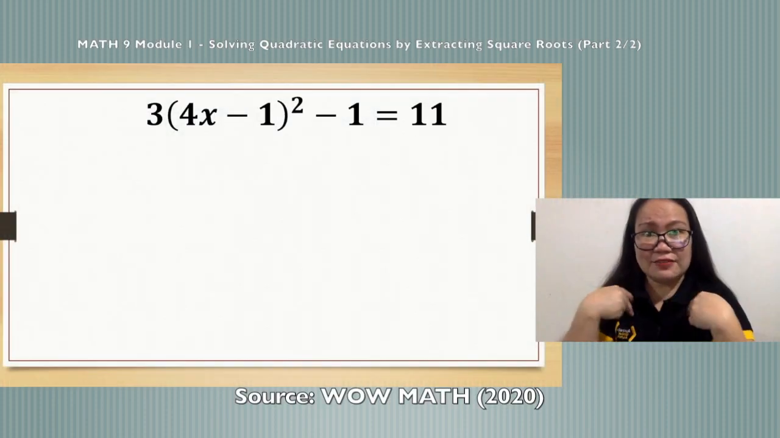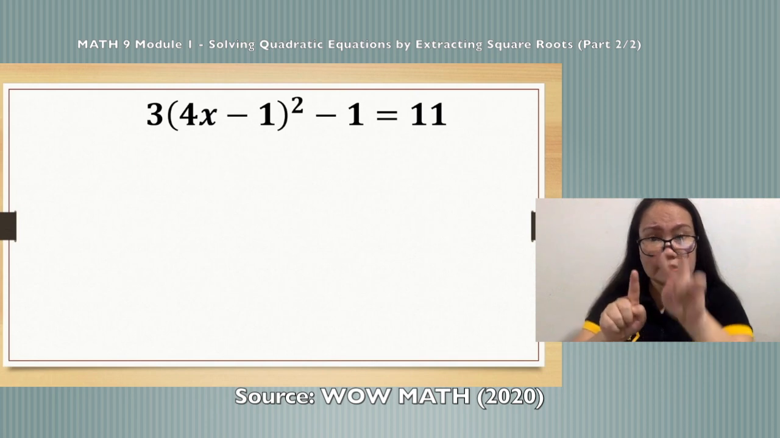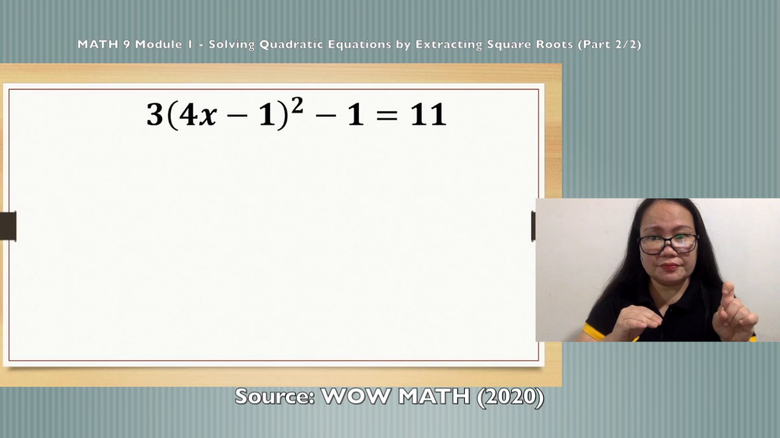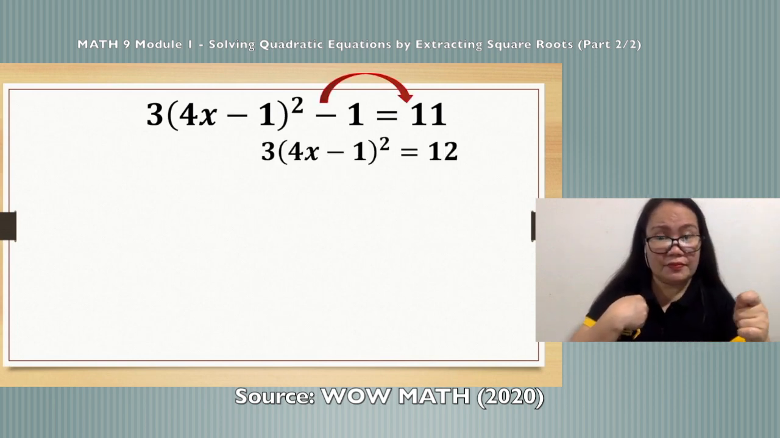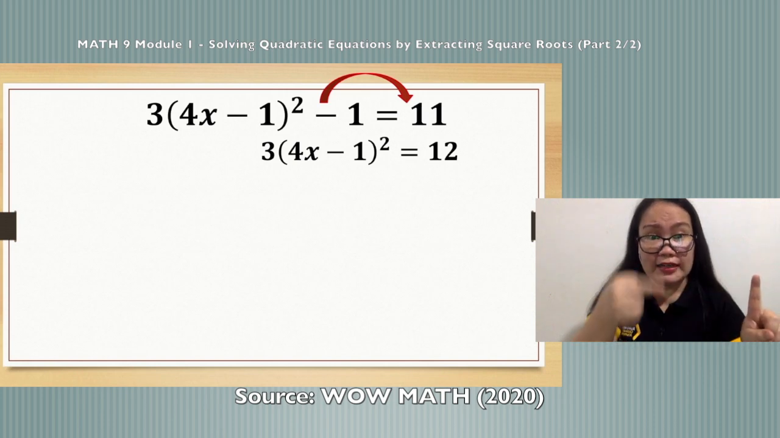Next, I have here 3 times the quantity of 4x minus 1 squared minus 1 is equal to 11. Since meron tayong minus 1 dito, ilipat na muna natin siya. So, that will become 3 times the quantity of 4x minus 1 squared is equal to 12. So, 11 plus 1, kaya naging 12 tayo.